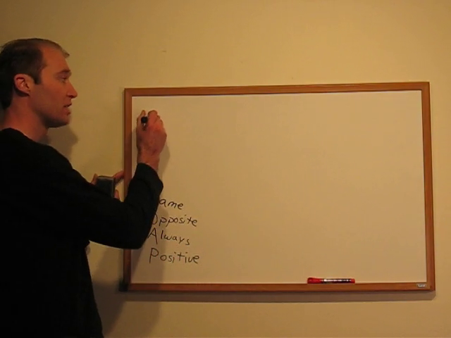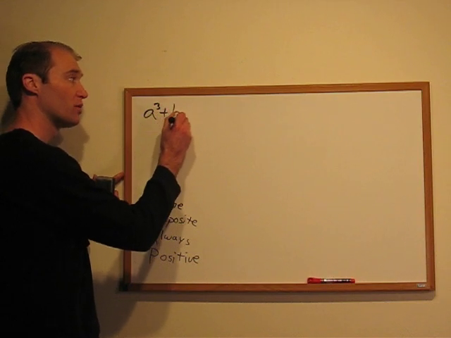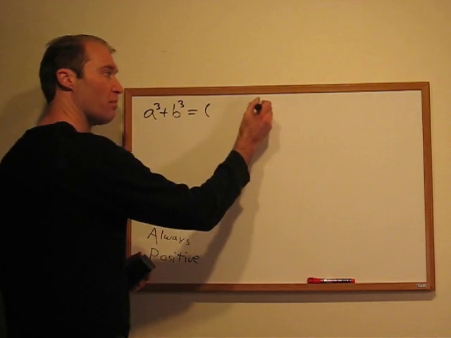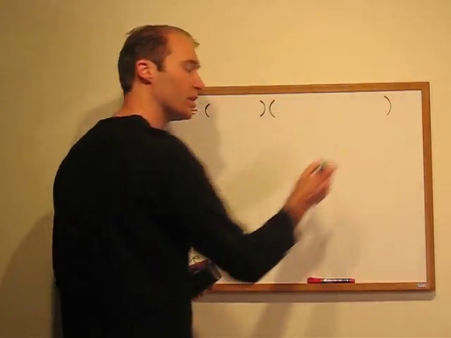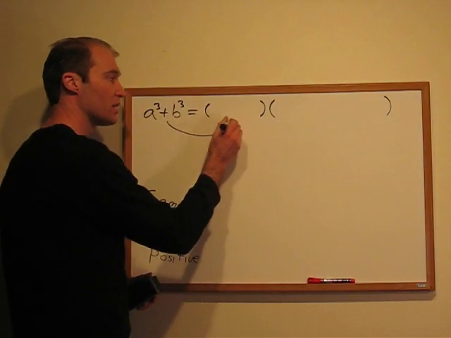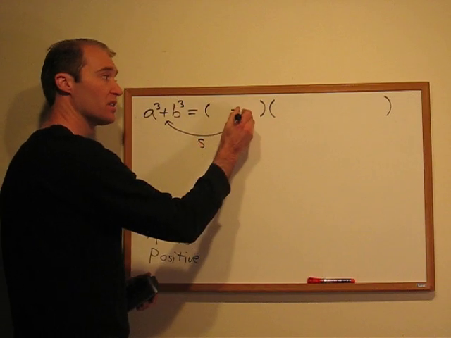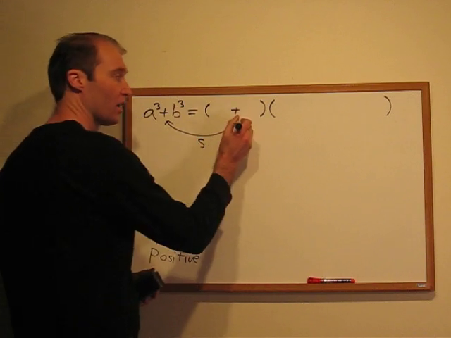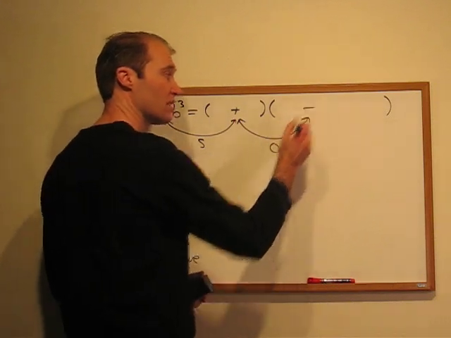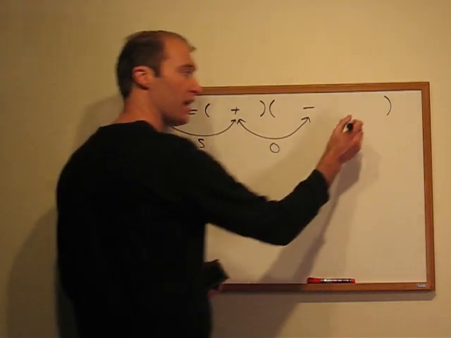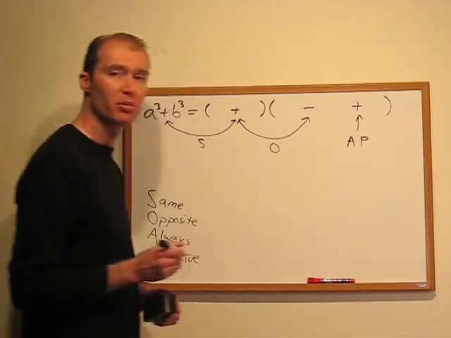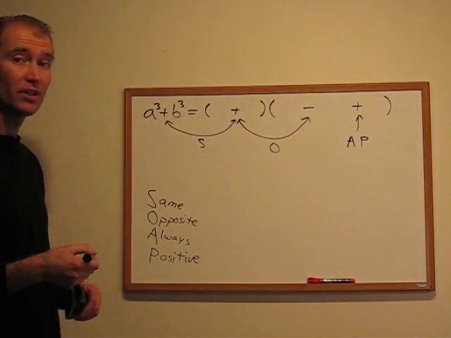So, if I have, for instance, the sum of cubes, a cubed plus b cubed, here's how it breaks down. It breaks down into a binomial times a trinomial. And as for the operations, these two operations are the same, so that makes this a positive. These two operations are always opposite, so that makes this a subtraction, a negative. And then the final operation is always positive. That's going to be a plus. So now all I need to do is fill things in.